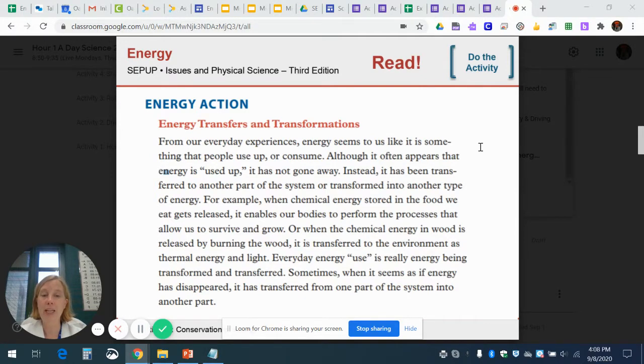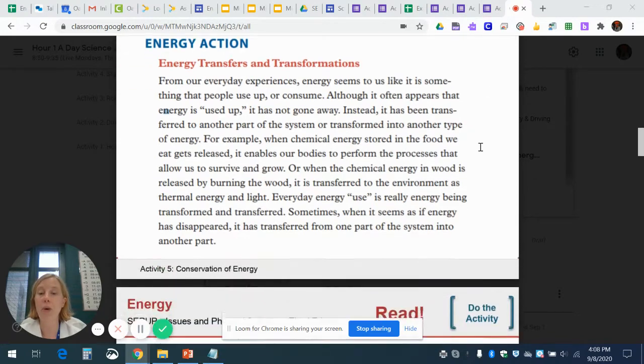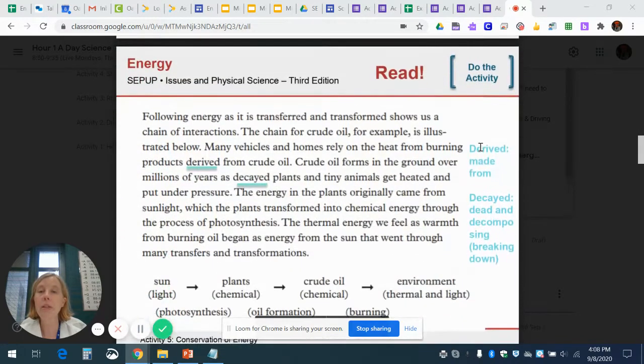Sometimes, when it seems as if the energy has disappeared, it has been transferred from one part of the system into another part. Following energy as it transfers and transforms shows us a chain of interactions. The chain for crude oil, for example, is illustrated below. Many vehicles and homes rely on the heat from burning products derived from this crude oil.